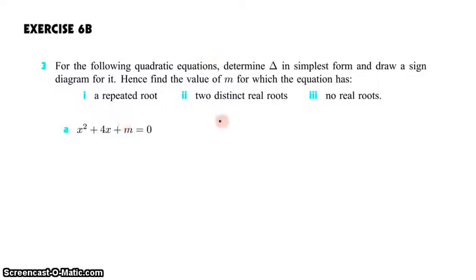If we want to find the discriminant, it's going to be b squared minus 4ac. A is the coefficient in front of the x squared term, b is the coefficient in front of the x term, and c is the coefficient of the constant term, or it's just the constant term. So a is equal to 1, b is equal to 4, and c is equal to our unknown m.